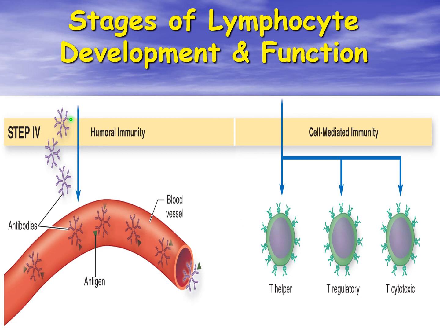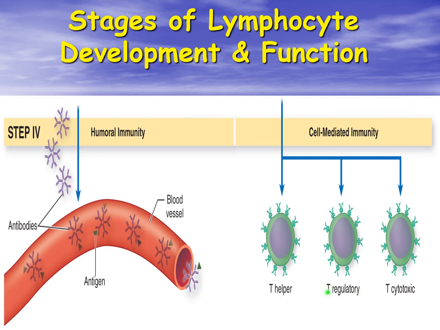Antibodies produced by the plasma cells will then enter the bloodstream or other body tissues and interact directly with the antigen. And the cell-mediated immune response will include functions of the T helper cell, which I call the general of the immune response because they are helping other cells to become activated.